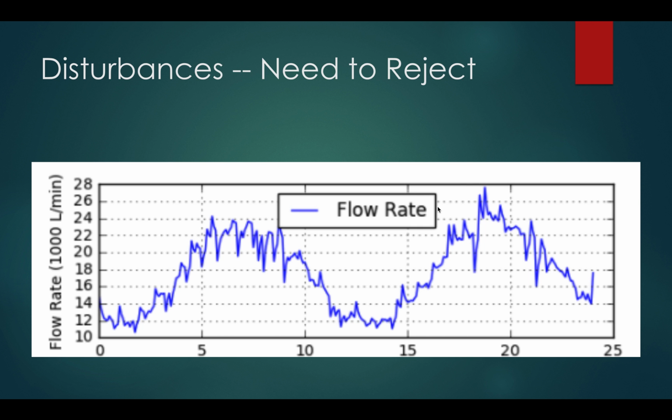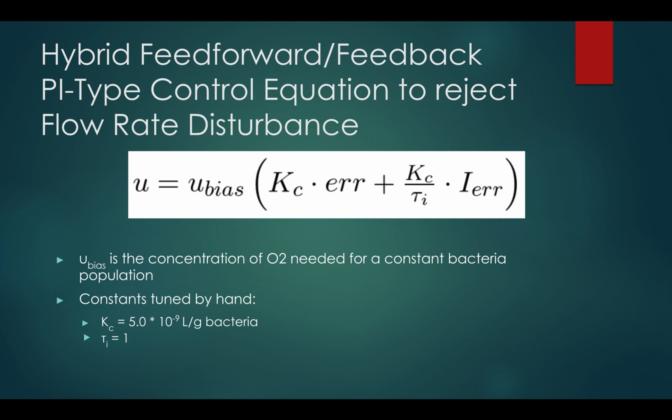So we implemented some disturbances with flow rate. You can see that there are 2 peaks, one in the morning and one in the evening, of the different amounts of sewage flow through the plant. And so we were able to implement those into our controller. One of the challenges with this changing flow rate is that the amount of oxygen needed to help the bacteria population stay alive changes.